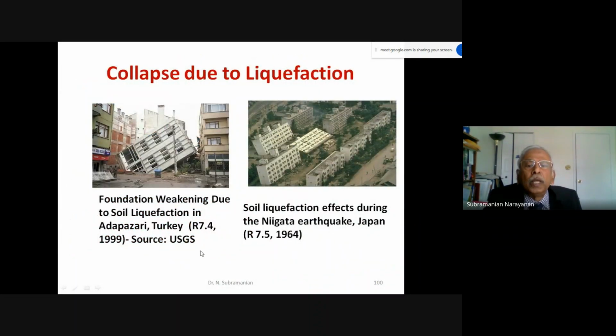This shows two examples of collapse due to liquefaction: foundation weakening due to soil liquefaction in Turkey during the Richter 7.4 earthquake in 1999, and the Niigata earthquake in Japan in 1964, a 7.5 earthquake.